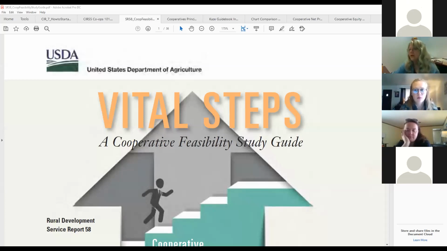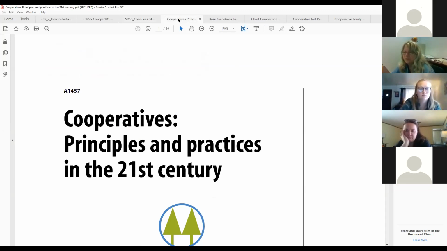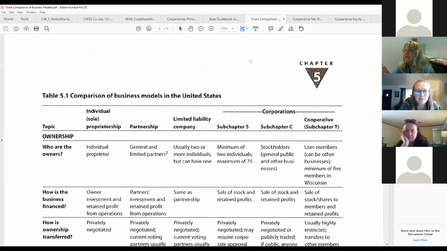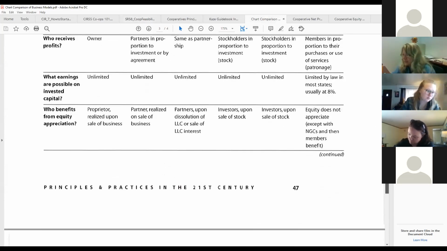Yep. Excellent. Okay, so now what I want to show you is something that I think is really an important piece. Now, this piece came out of this document right here, Cooperative Principles and Practices. Madison, it looks like you're shaking your head. You recognized that one before. Here is the comparison chart that I think is very valuable. It's the quick and dirty way of taking a look at business models in the United States. This is page 47 of the book, Principles and Practices.